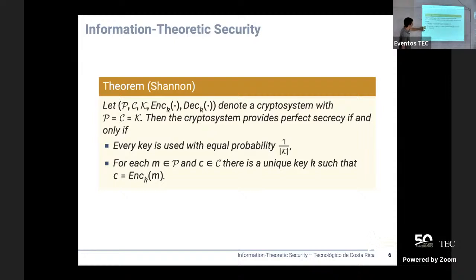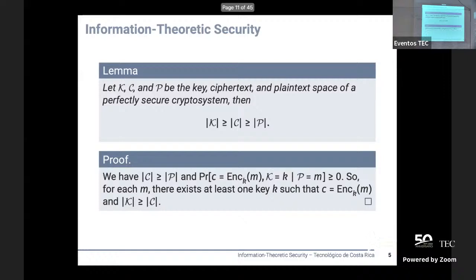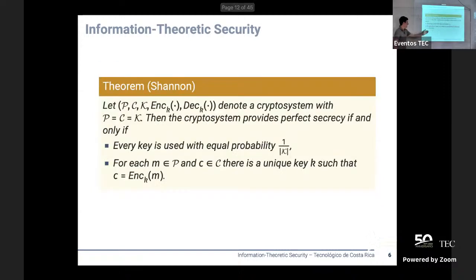For this other property, hopefully it's clear that we already saw it in this lemma, that for every ciphertext, there has to be at least one key available. And that's basically also what we say here: for every ciphertext and plaintext combination, there is a unique key. And the intuition behind this is basically that, let me think.